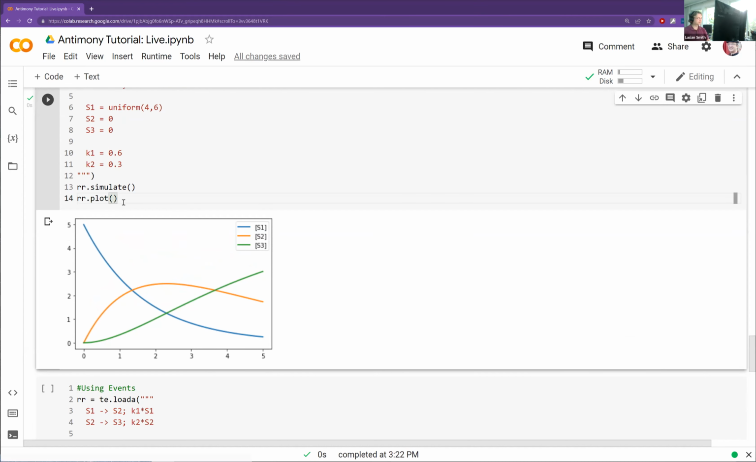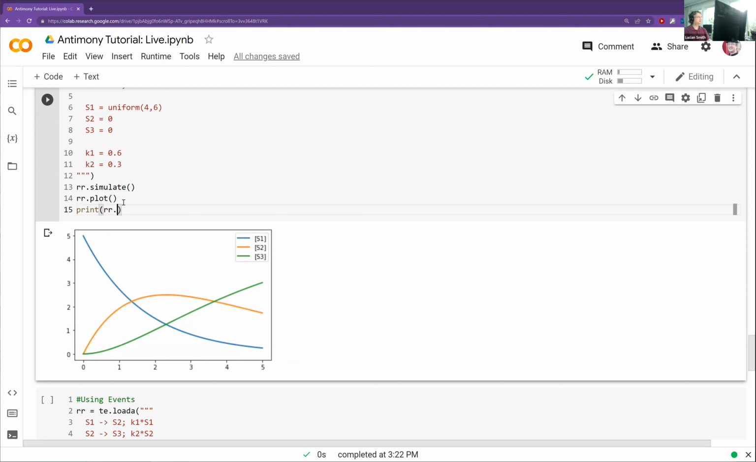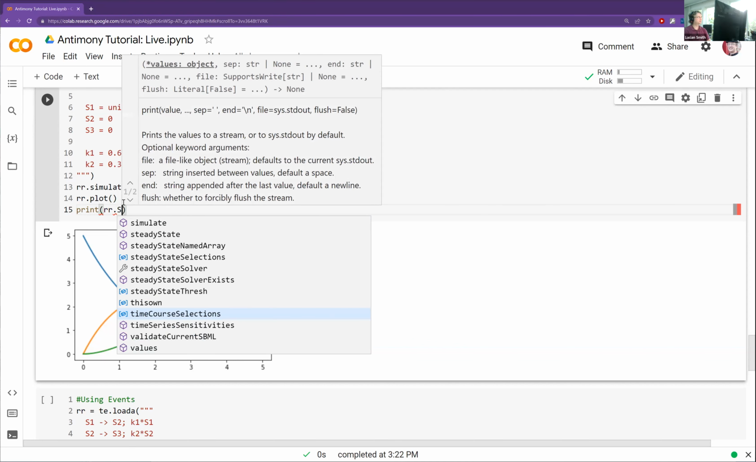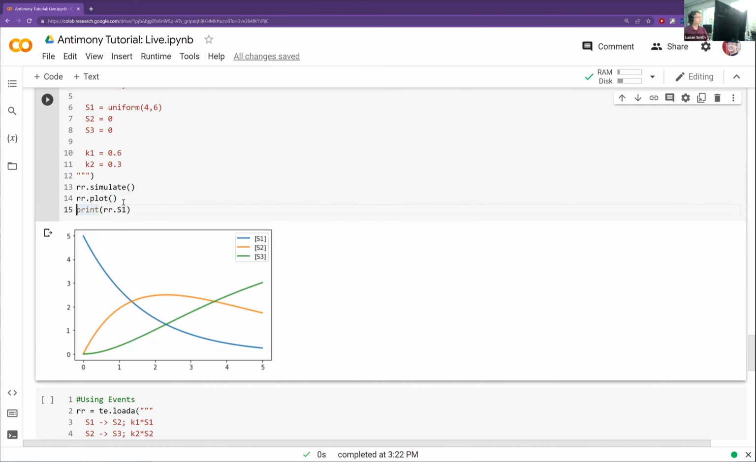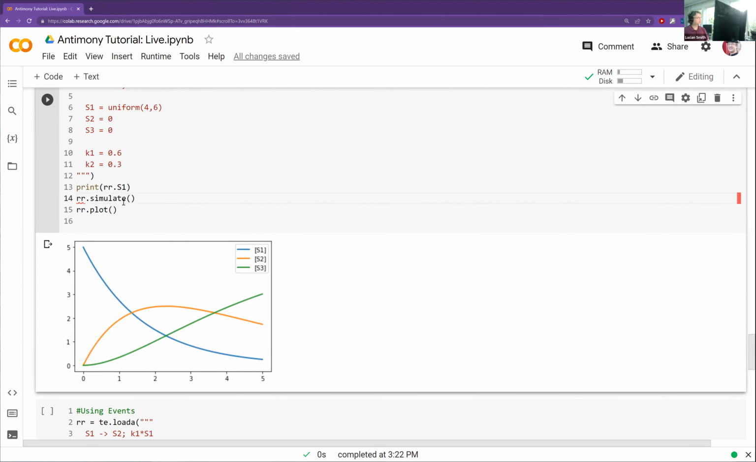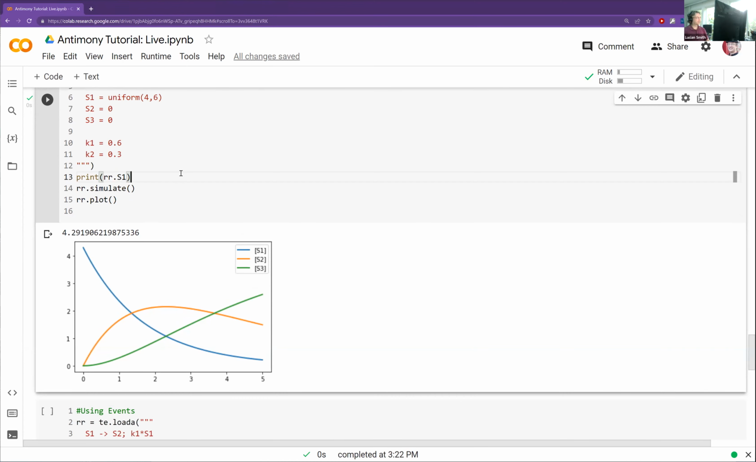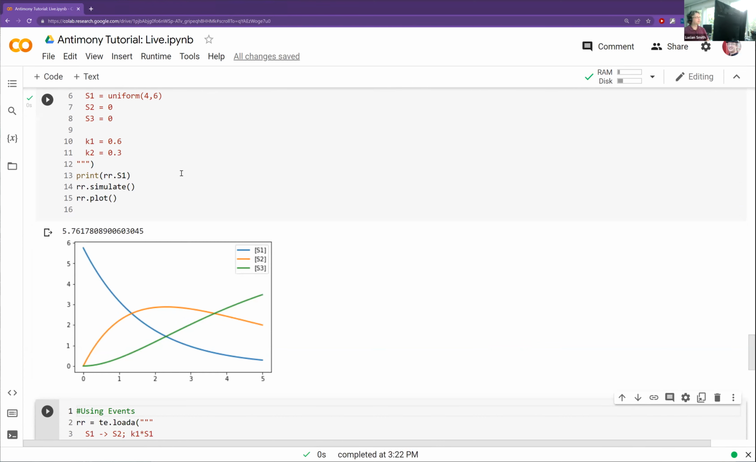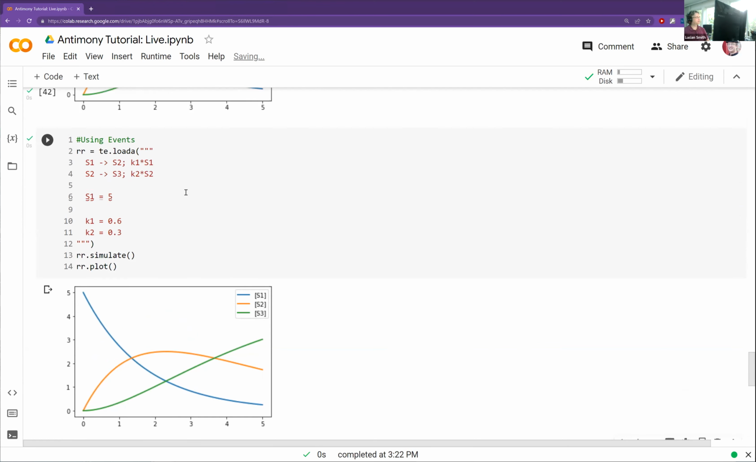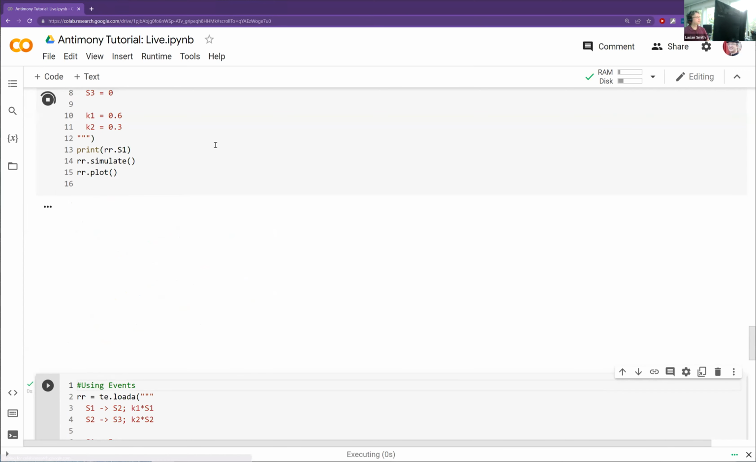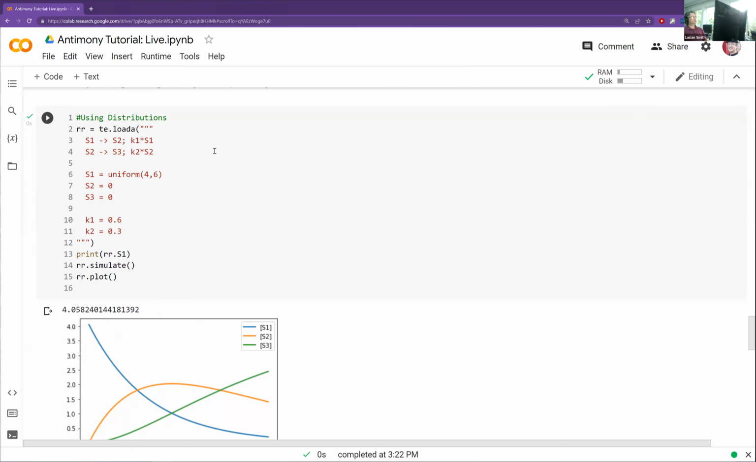So let's make sure that we print the value here, at the beginning. So that run through was 4.29. Another one, 5.76. Oops, did I go to the next one? I went to the next one. 4.05, etc. So in the actual model itself, you can say, I don't know exactly what this value will start at.